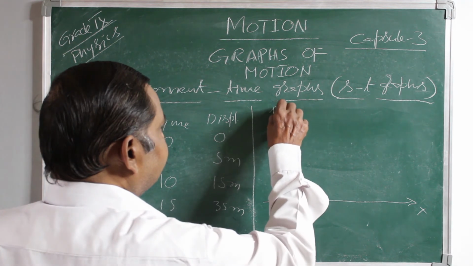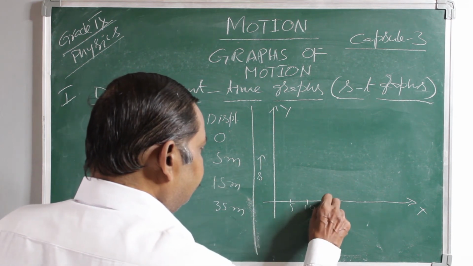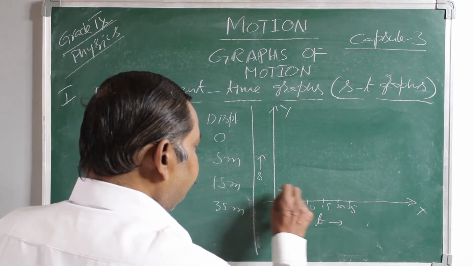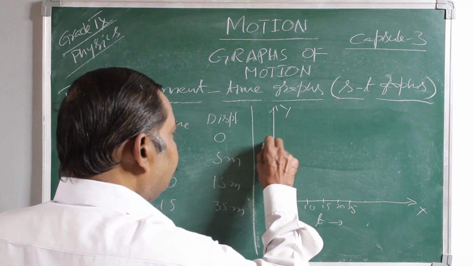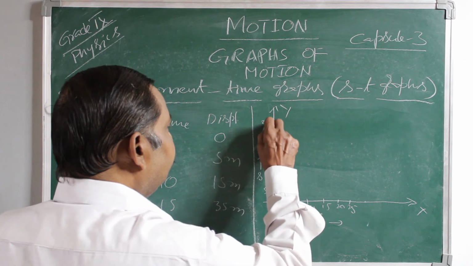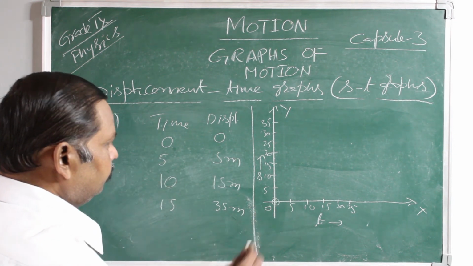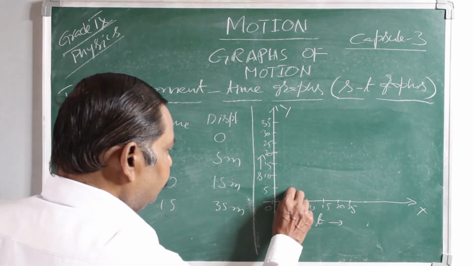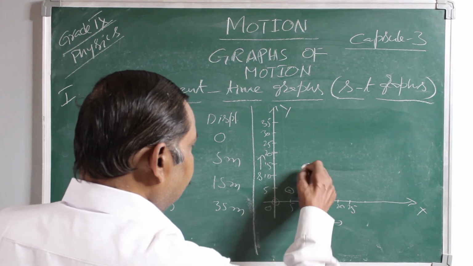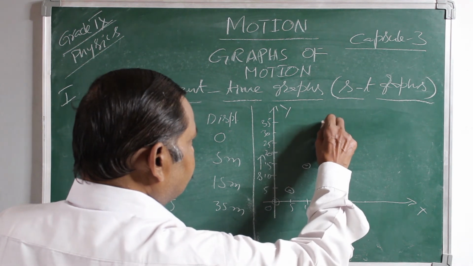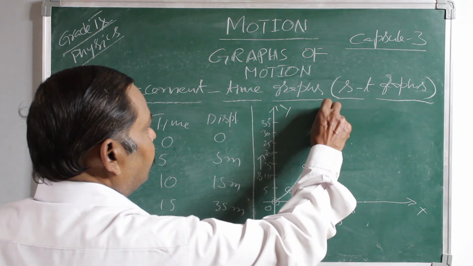The graph, x-axis, y-axis, time, displacement, 5, 10, 15, 20, 25, here also 5, 10, 15, 20, 25, 30 and finally 35. Now let us plot the points. 0, 0 is the origin. 5, 5. Here it is 5, 5. 10, 15. 15, 35. And if you join all these points, you will get a curve like this.